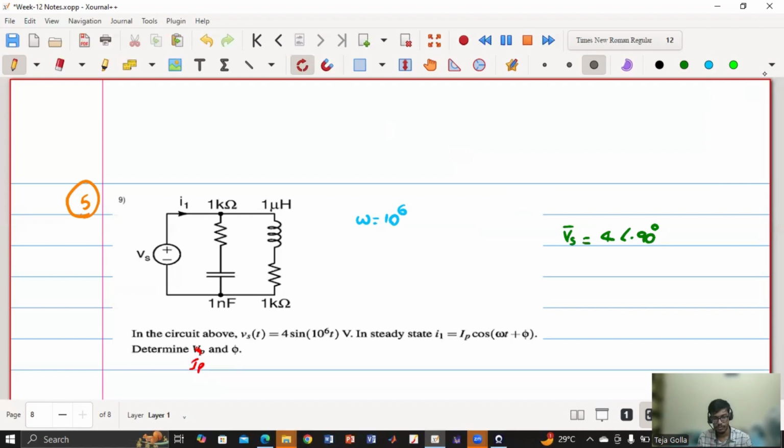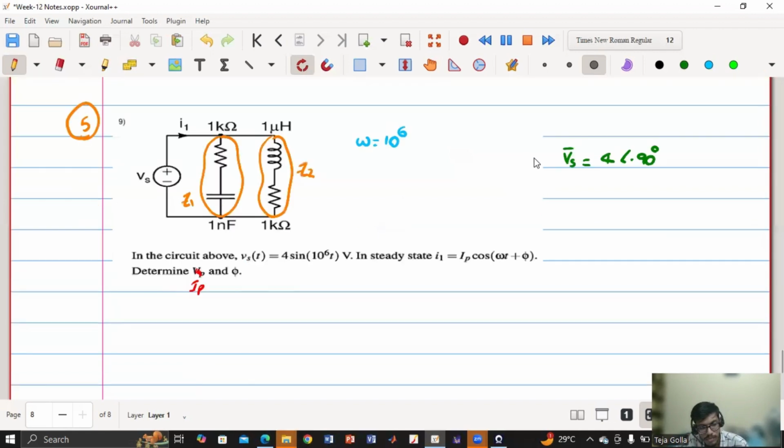You can find the two current branches and then add them. Yes, that is one way. Another way is to simplify this. This impedance is Z1 and this is Z2. We'll find the overall impedance and then divide the voltage by the net impedance. The other way is voltage by current plus voltage by current. Both are the same. So the total impedance needs to be calculated. Yeah, Roshan. So what is Z1?